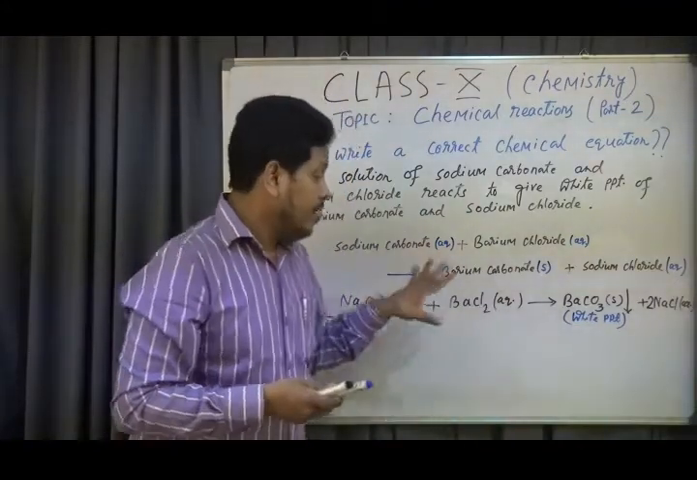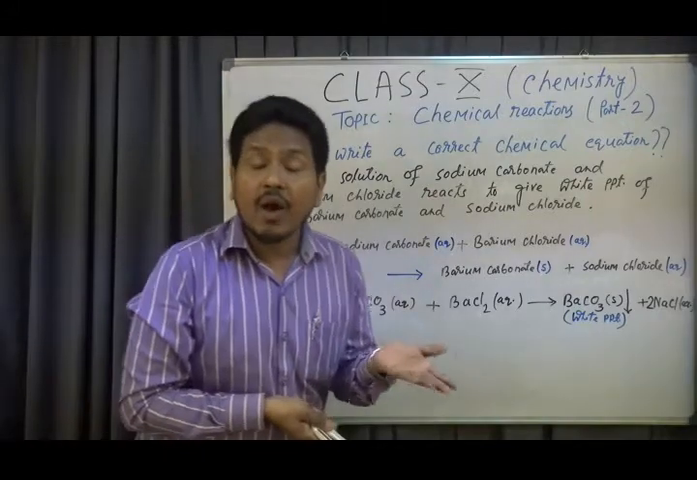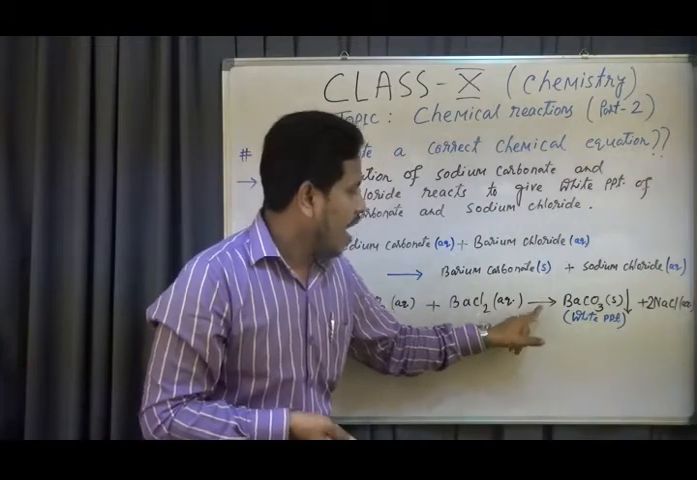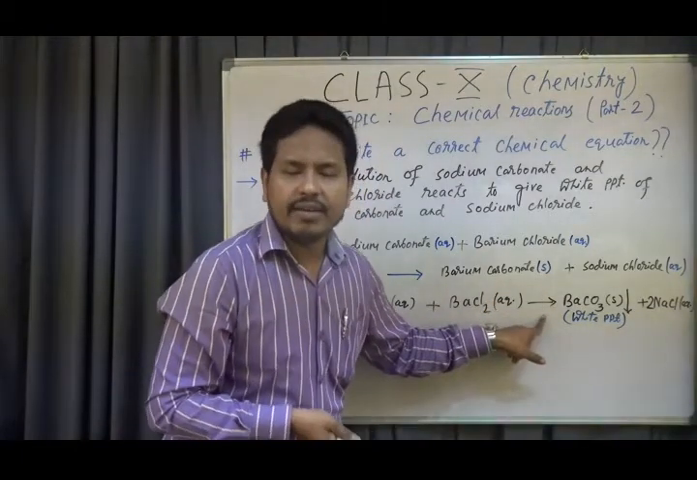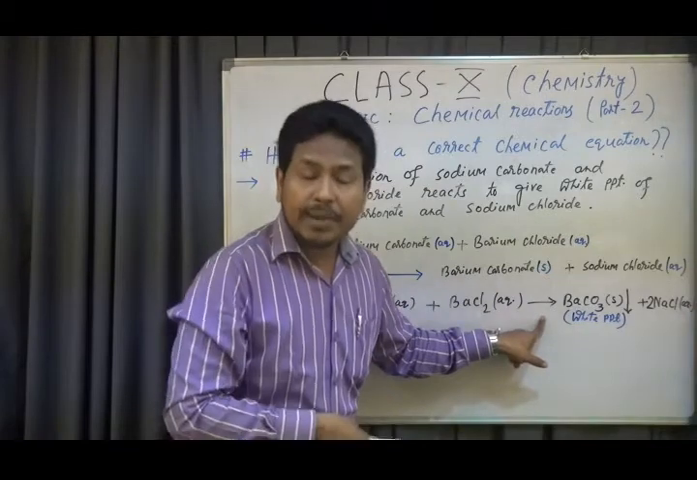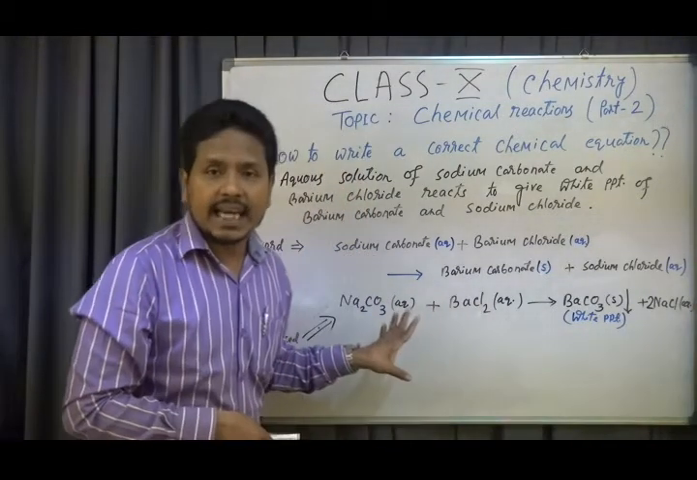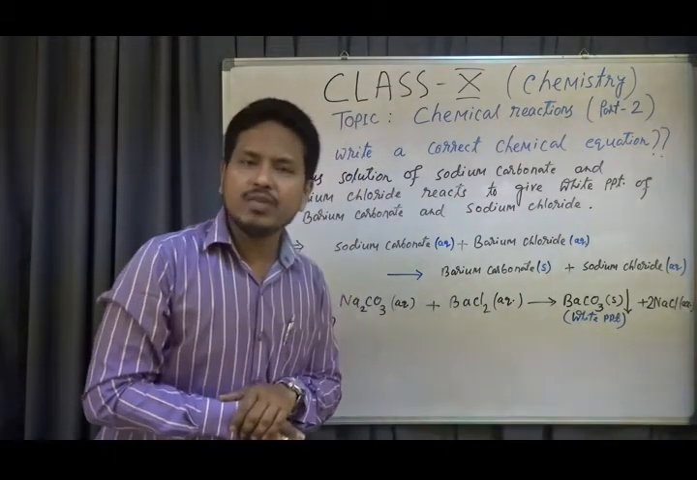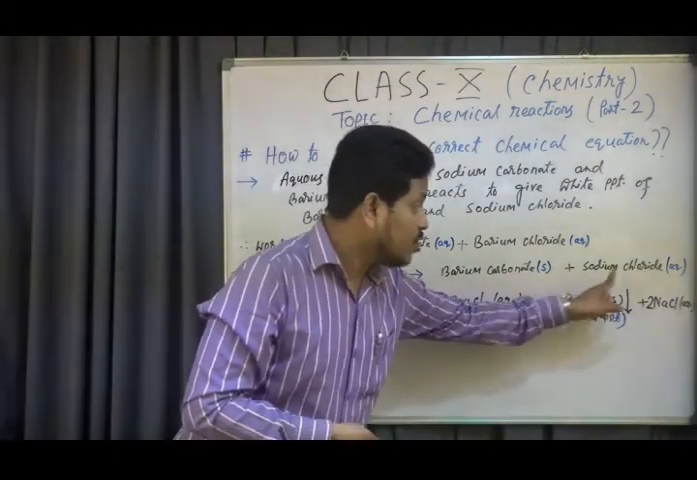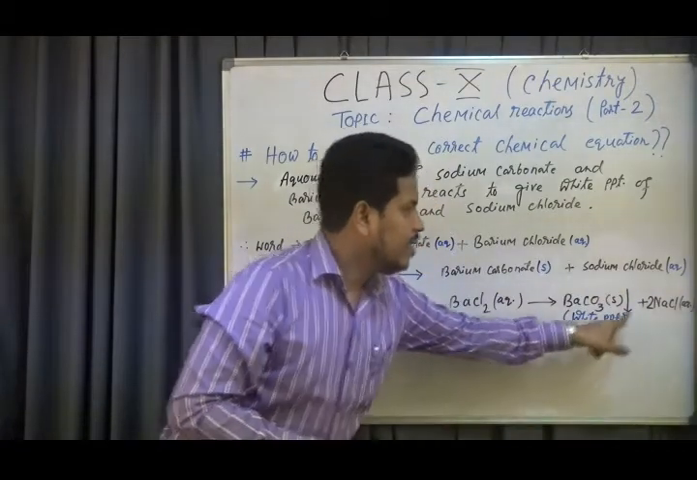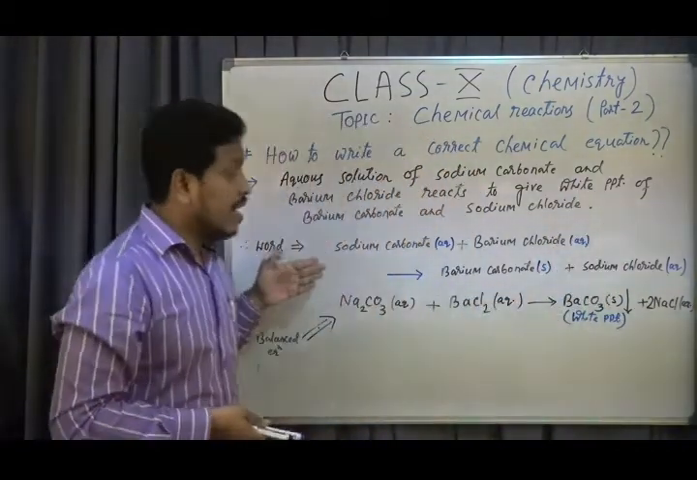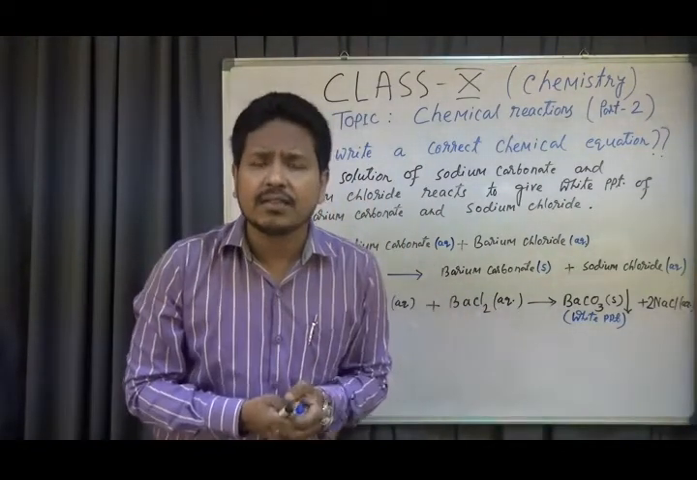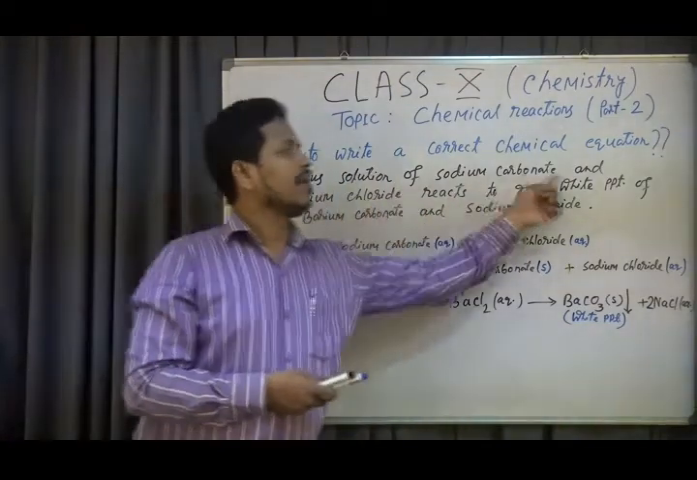If this reaction is influenced by any temperature, pressure, or catalyst, we have to mention it either above or below the arrow. Okay, my dear students. And barium carbonate is a solid, insoluble, downward arrow, white precipitate, and the rest is aqueous solution. So this is a correct chemical equation because it reflects all the information related to that particular chemical reaction.